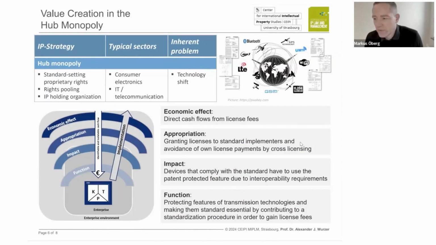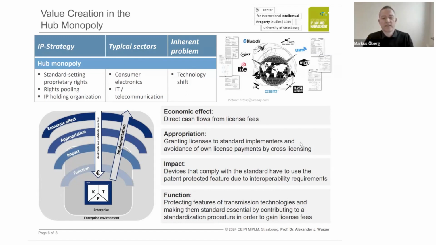Yes, and the next example is about describing IP-based value generation in a hub monopoly phase. We used telecommunication standards as an example. Using inside-outside analysis, we'll start with the function. The very purpose of patents is to protect communication technology that must be used in a standard, or that is part of the standard.